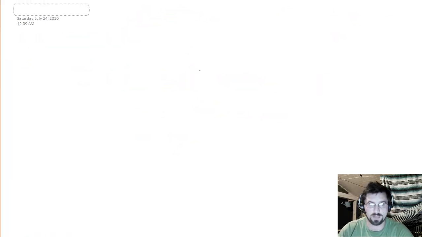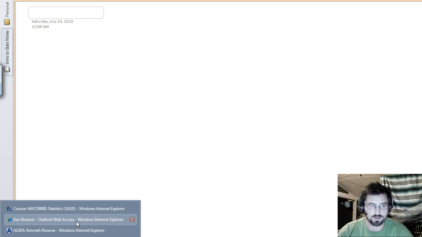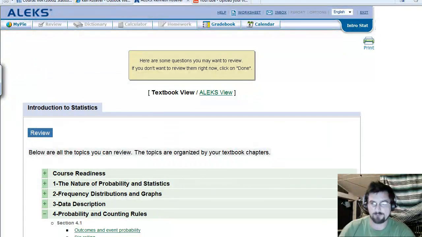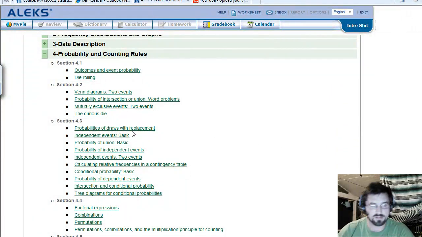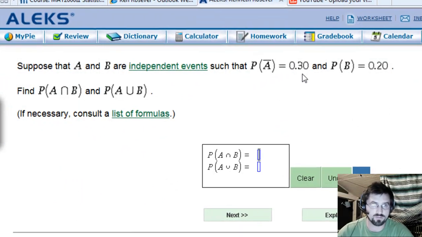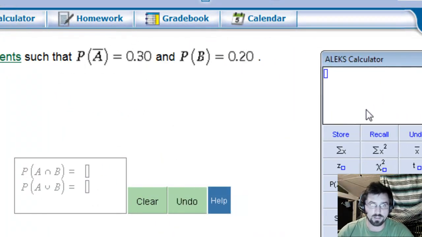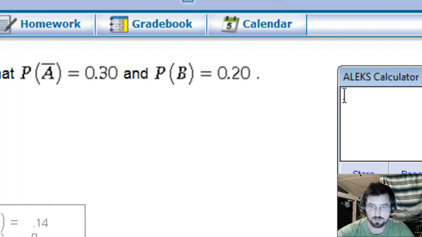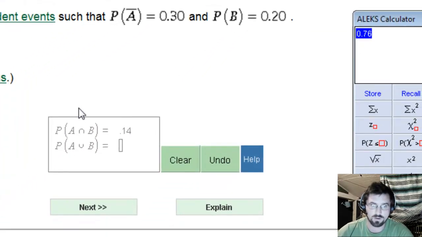Alright, what we're going to do now is we're going to try one more from ALEC, just so you can see it done in the calculator. Here we go. So we're going to go here, and this is Independent Events Basic. And here it is. We have P of not A is 0.3, so P of A is 0.7. Let me get my calculator ready. I'm going to put in 0.7. And P of B is 0.2, so I'm going to multiply that 0.7 by 0.2 to get 0.14. That is my intersection. Now, I'm going to figure out the union by taking not 0.3 but 0.7, because that is A, plus 0.2, which is 0.9, and I'm going to minus 0.14 to get 0.76. Very, very easy.